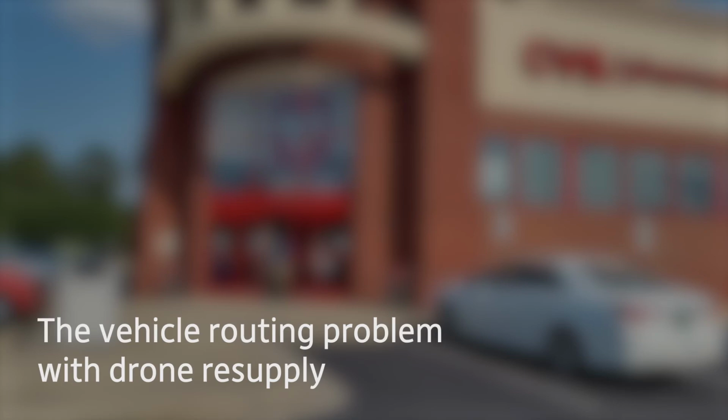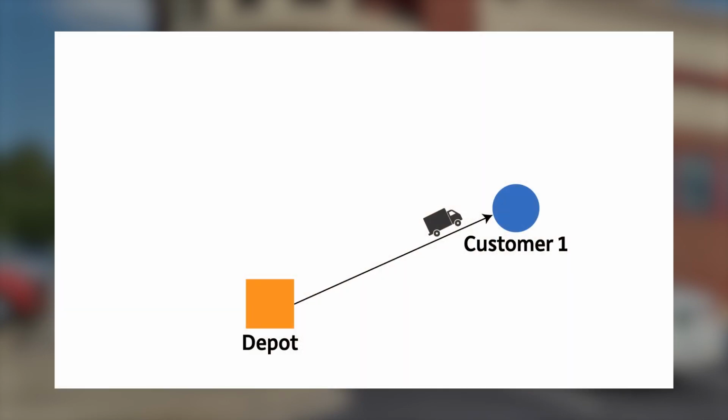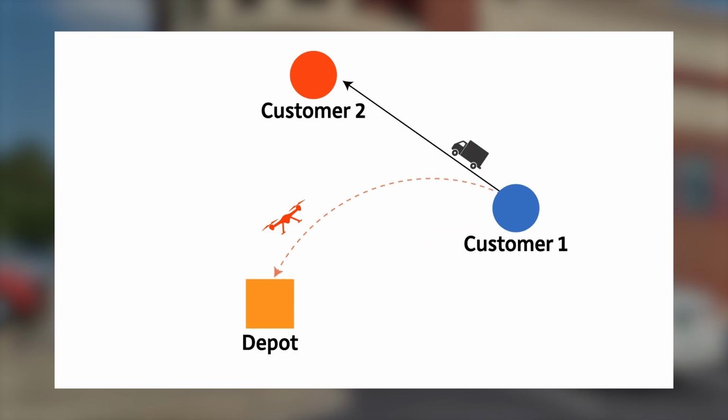In this video, you'll see a demonstration of the vehicle routing problem with drone resupply. A truck will be tasked with delivering an order to a customer. As the truck is traveling, a new order will become available. That order will be sent from the depot to the truck using a drone, so that the truck can perform the second delivery without having to go back to the depot to pick it up.